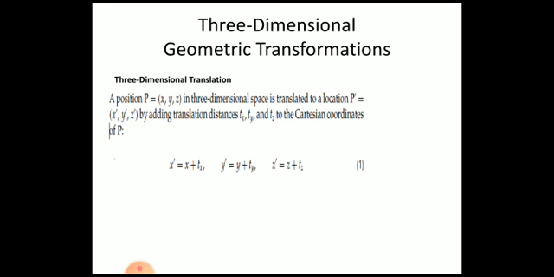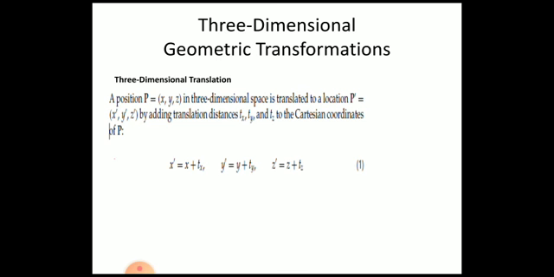Now, friends, we have already looked into the two-dimensional geometric transformation. So the same thing will be extended to three-dimensional geometric transformation. As we all know, there are three different types of transformations: translation, rotation, and then scaling. Alright, so first let us talk about three-dimensional translation.